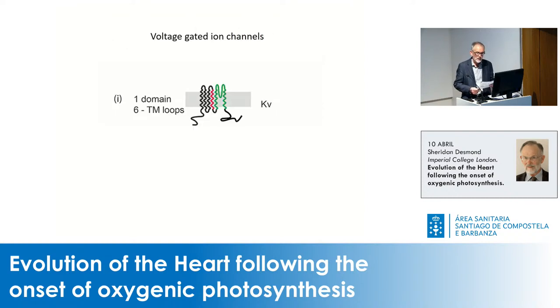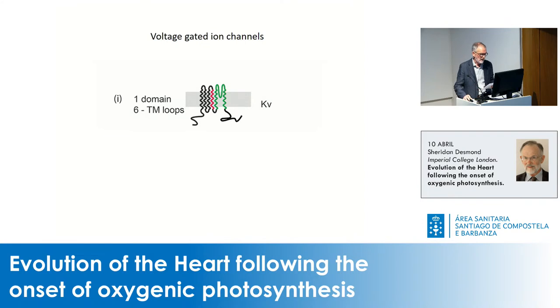Voltage-gated ion channels are proteins that span the cell membrane and open in response to a change in transmembrane potential of the cell. They're membrane-bound proteins with six transmembrane-spanning segments, as shown here. So the grey line represents the cell membrane and these squiggly lines represent the protein spanning the cell membrane.